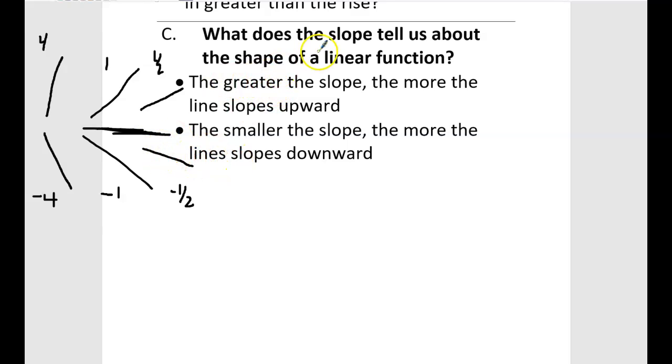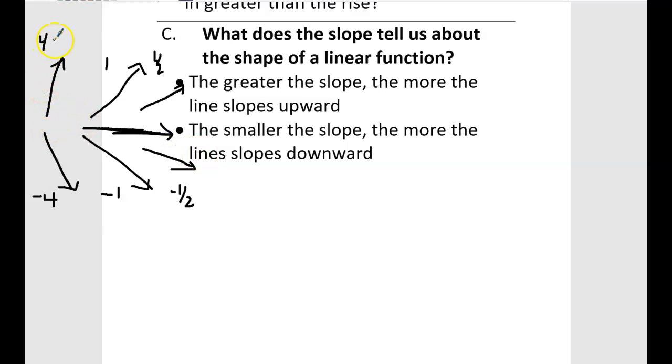So that's what the slope can tell us about the shape of a linear function. It just basically tells you how steep the line is. Positive slopes, you guys know, go up as you move to the right. Negative slopes, as you know, go down as you move to the right.